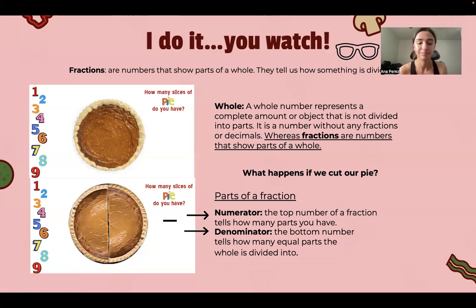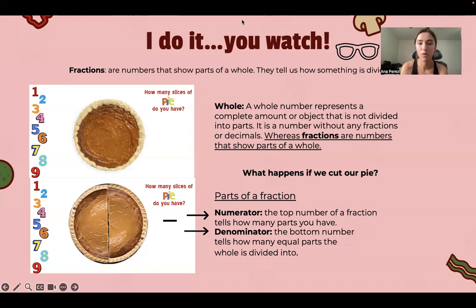Let's look at the rest of our vocabulary words. Parts of a fraction. The numerator is the top number of a fraction that tells us how many parts you have, and the denominator is the bottom number that tells us how many equal parts the whole is divided into.